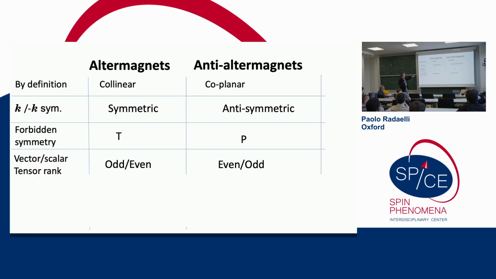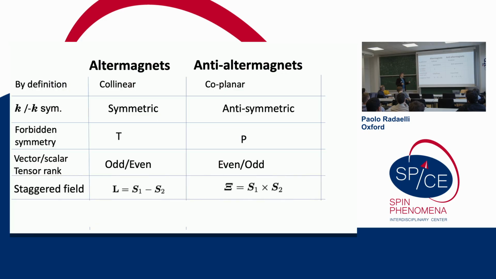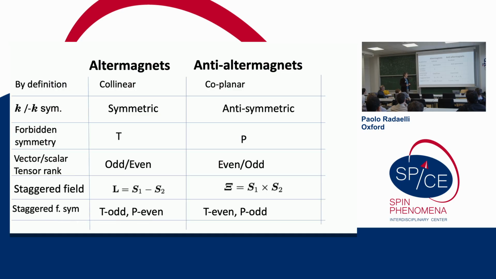The scalar, the rank is odd or even in one sense. So the vector tensor is odd, and the one that's contracted with K, the scalar tensor, is even, and the two are reversed in the other case. And the staggered field in one case is the usual staggered magnetization, and the other one is the cross product. So the tricky bit that I had to think a little bit about is how you construct the equivalent of the black and white representation, that is the scalar field in real space that you want to transform.